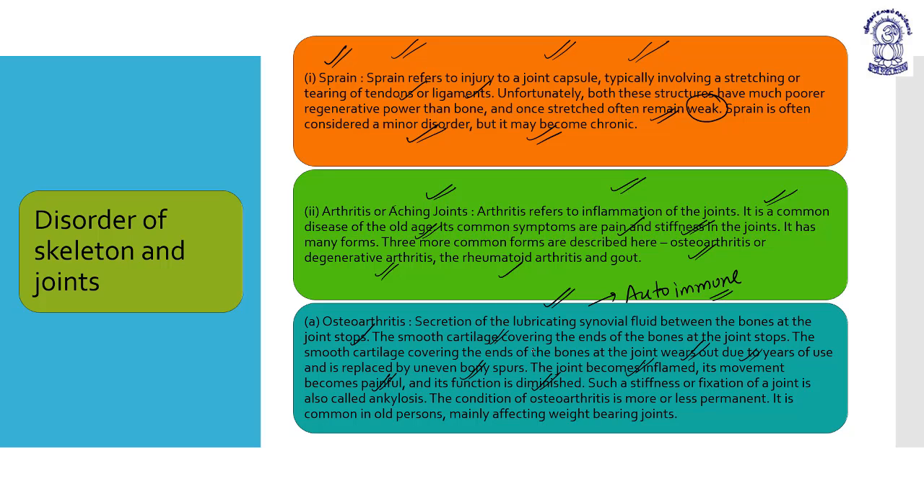Secretion of lubricating synovial fluid between the bones at the joint stops. The smooth cartilage covering the ends of the bones at the joint becomes chipped off due to the years of use, and is replaced by uneven bony spurs, or spikes. The joint becomes inflamed, swelled up, its movement becomes painful, and its function is diminished.